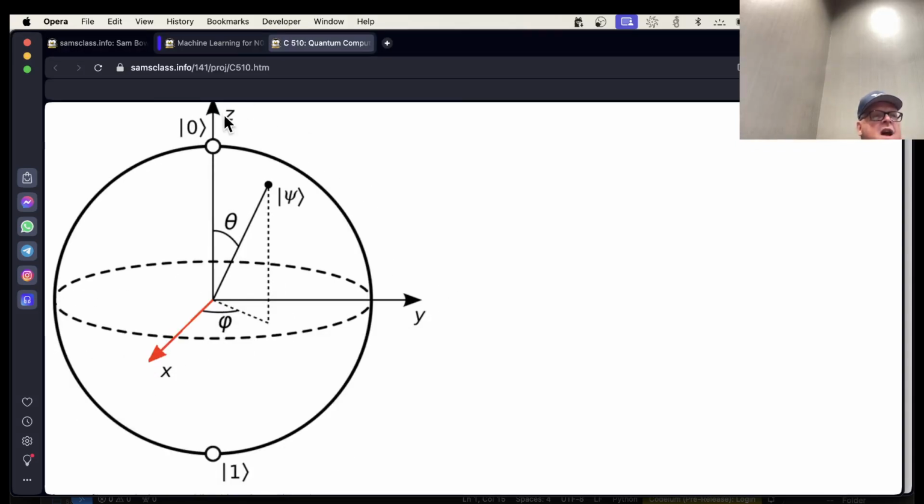So you've got X, Y, and Z, and your qubit can move anywhere on the surface of this ball. And if it's all the way at the bottom, that's the state 1. If it's all the way at the top, that's the state 0. If it's somewhere in between, then it's in an undetermined state called the superposition state, and if you measure it, you'll sometimes get 0 and sometimes get 1.